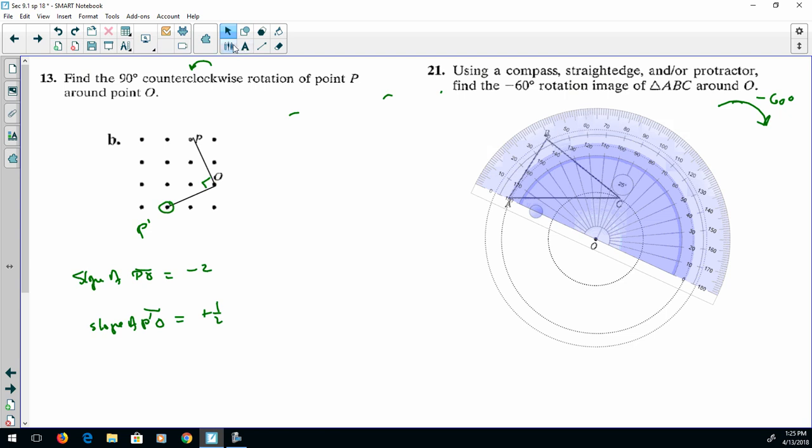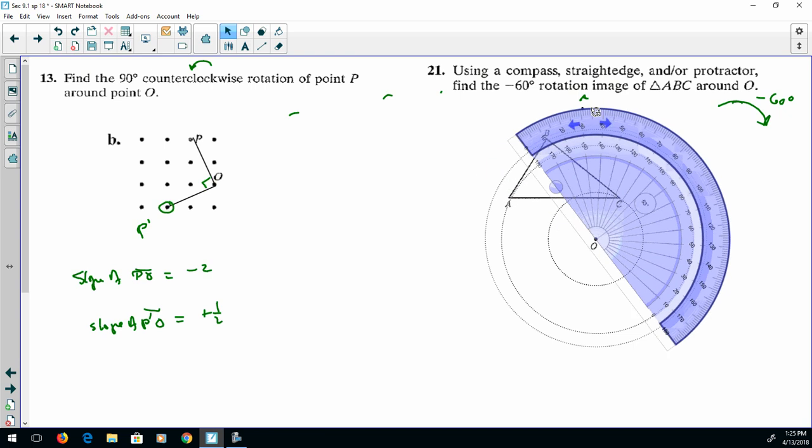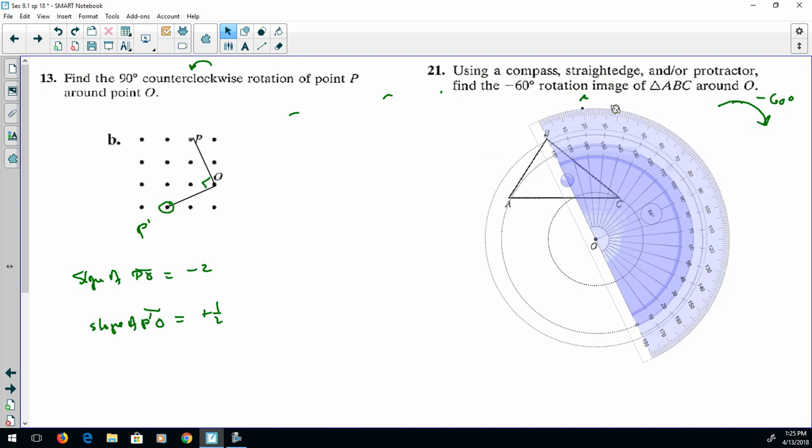And that's for A. So let me make a little note on that. This is going to be A prime. Now while we're at it, let's go ahead and rotate and get B. Okay, so I'm going to go 10, 20, 30, 40, 50, 60 for B. And that's going to be in this direction.